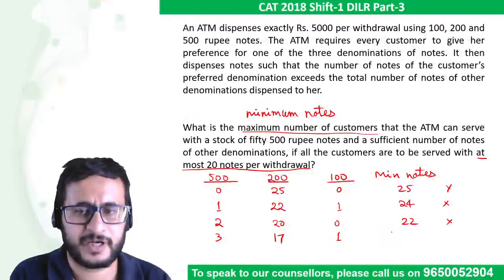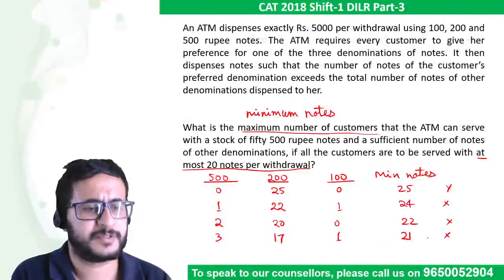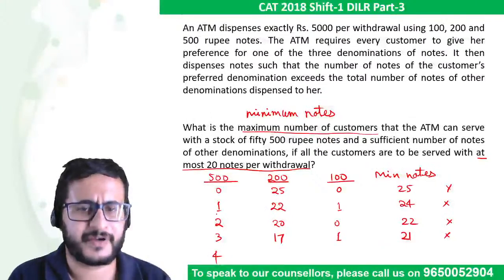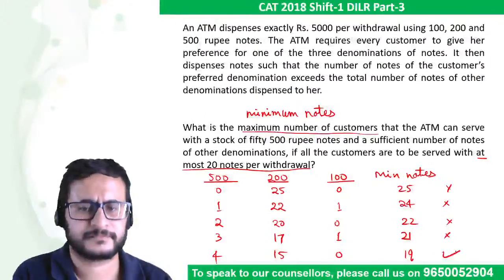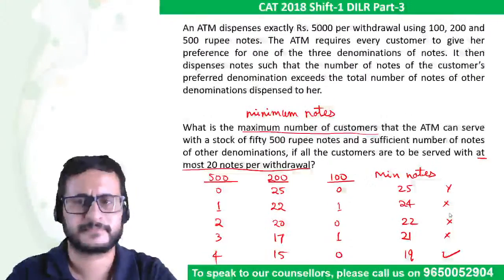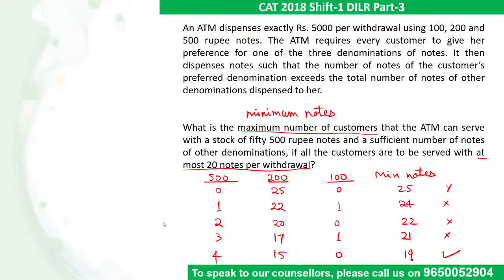Okay, again you have 21 notes, which is not possible. If I give 4 notes of 500, that is 2000, I can give 15 notes here, isn't it? So if I give 4 notes, I can have 15 and 0, right? Or I can have 16 also. No, not 16, but 14 and 2 also. That is also making it 20. So it is possible in case of 4 notes. Okay. So I need minimum 4 notes of 500 rupees.